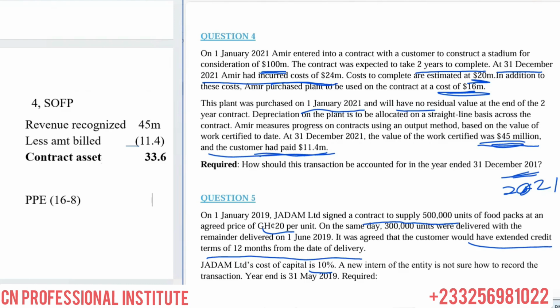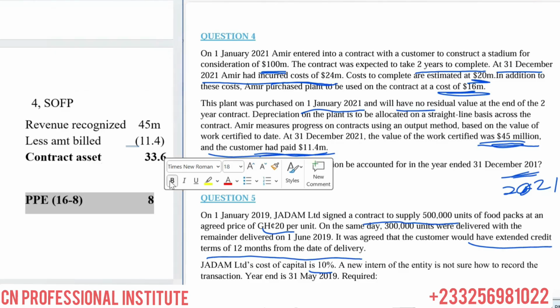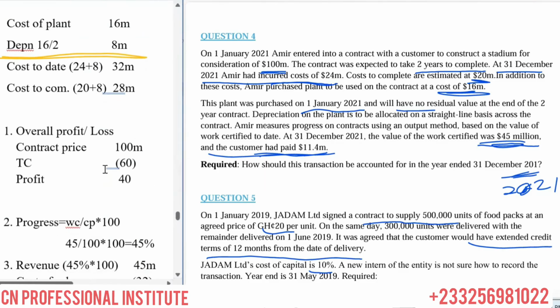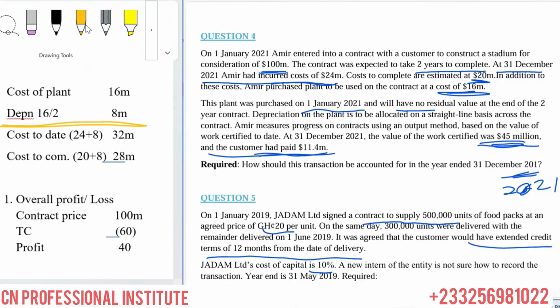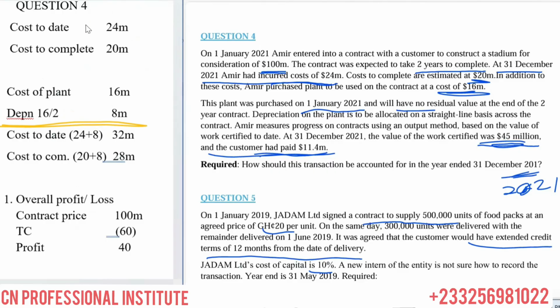Now we are bringing the 8 million left here because you see, we added the 8 million depreciation to cost of sales. Let me explain this to you. The depreciation of 8 million was added to cost of sales, which we took to P&L as cost to date. Are you following? We added it to cost to date, and we took this in the P&L as our cost to date or cost of sales.